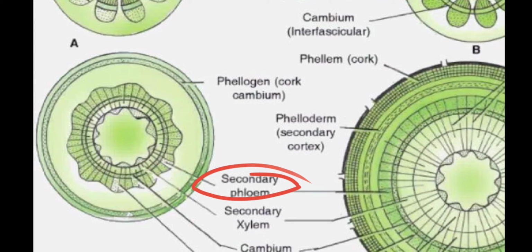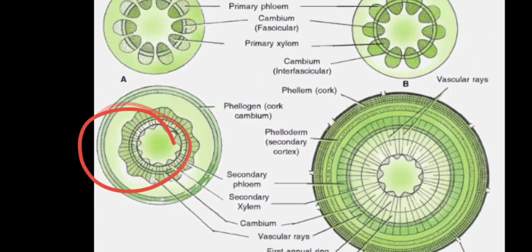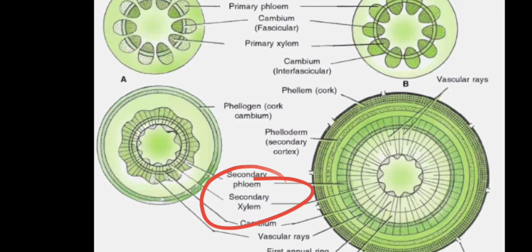So as soon as the secondary xylem continues increasing in number, the secondary phloem or the primary phloem get crushed because they are shifting towards outward. Now this is due to the vascular cambium, means the formation of secondary xylem and secondary phloem is due to the cambium, that is the vascular cambium.